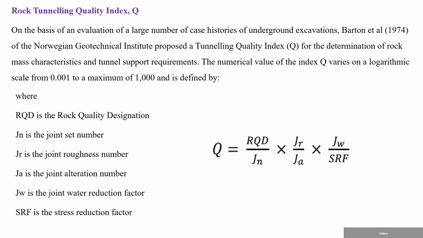Rock tunneling quality index. The formula for this is RQD by Jn, multiplied by Jr by Ja, multiplied by Jw by SRF. Here, Jn is the joint set number, Jr is the joint roughness number, Ja is the joint alteration number, Jw is the joint water reduction factor, and SRF is the stress reduction factor.